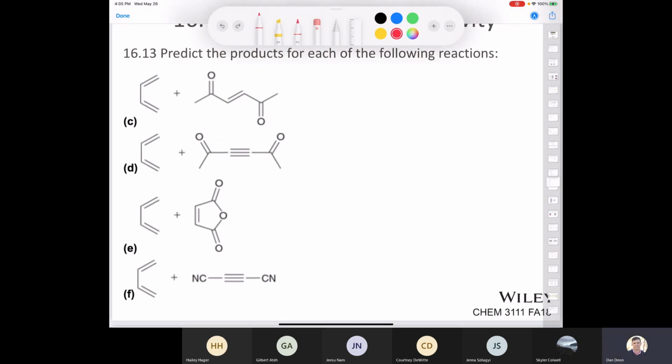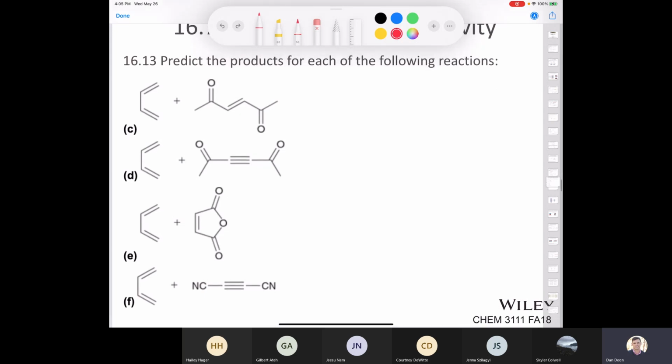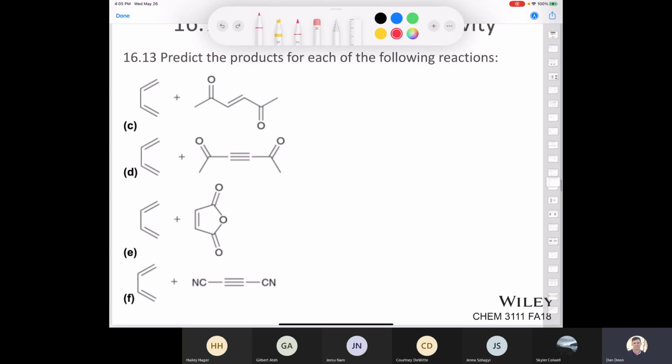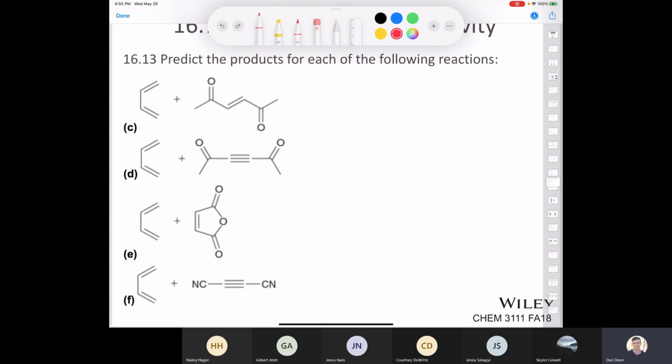Well, with that in mind, the best thing we can do now is to try some practice problems. It says predict the products for each of the following reactions. I'm going to go over this one a little bit quickly, and I don't mean rushing, but I'm not going to go over it too slowly, because I think the best thing for us to do as a group would be to take a look at a couple of these, and then for you to pause the video and try them yourselves, and then we'll come back and take a hard look at them.